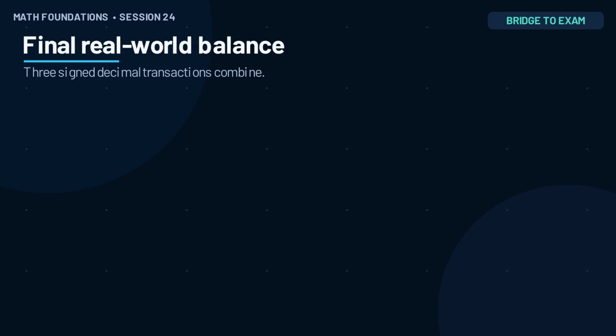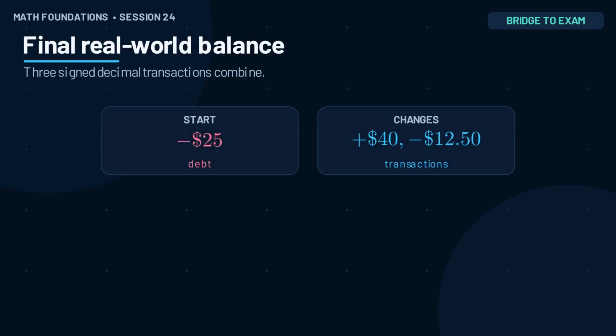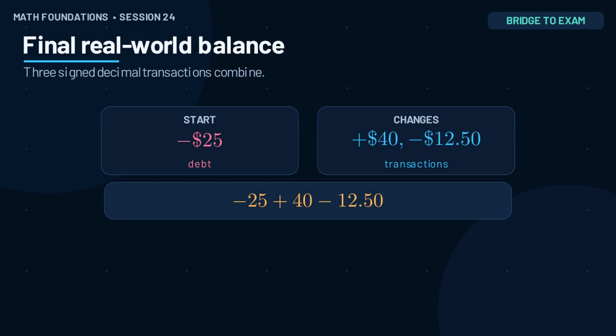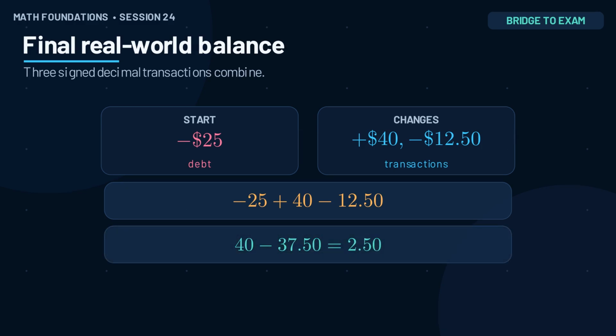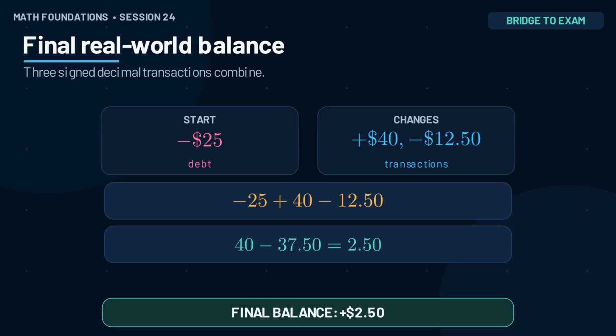An account starts at negative $25, receives $40, then pays $12.50. Step 1. Write negative 25 plus positive 40 plus negative 12.5. Step 2. Combine the negative amounts to get negative 37.5. Step 3. Combine positive 40 with negative 37.5. Therefore, the final balance is positive $2.50.